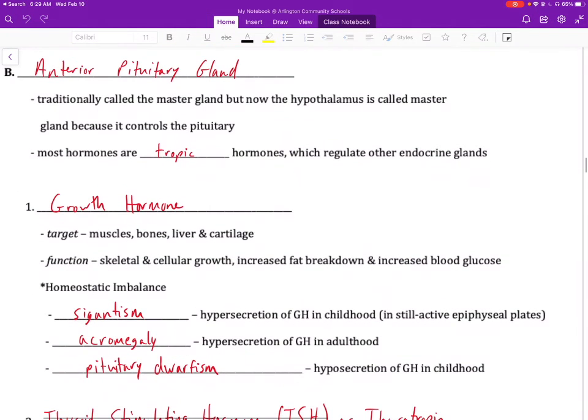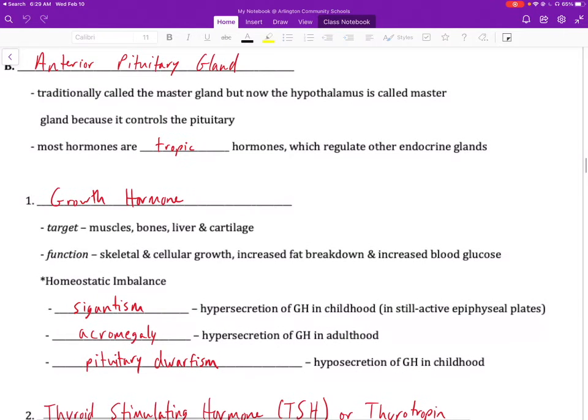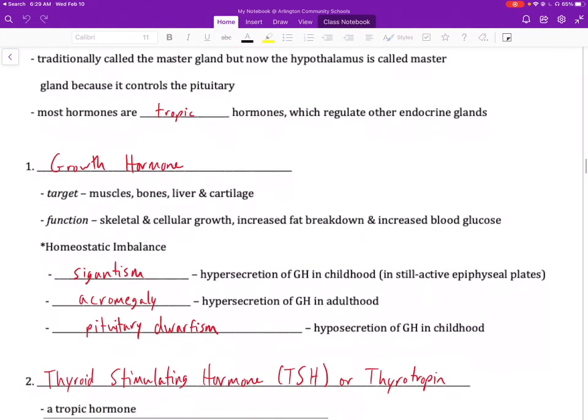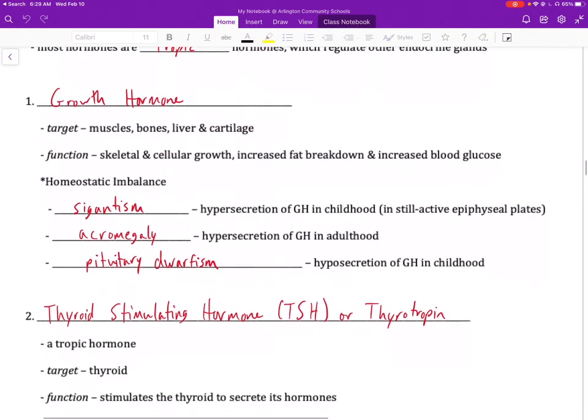The anterior pituitary gland was traditionally called the master gland. However, it's now the hypothalamus that is the master gland, because we have found out that the hypothalamus controls the pituitary gland, as you saw in the previous picture. Most hormones are tropic, which regulate other endocrine glands.